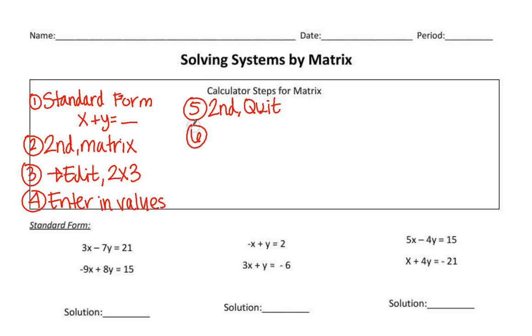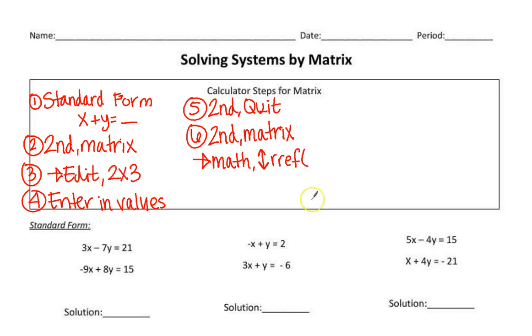Okay? So then what we have to do is basically evaluate the matrix. Here are the buttons that we press to do that. We hit second matrix. And then we go right to where it says math. And then we go up or down. It doesn't really matter which one you do. I tend to go up because it's faster for me, but it's your choice. To this button that says RREF.